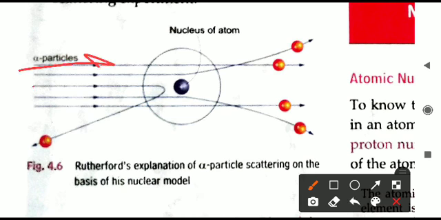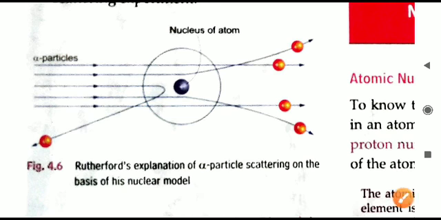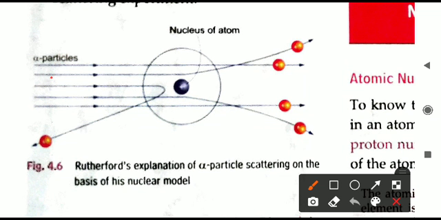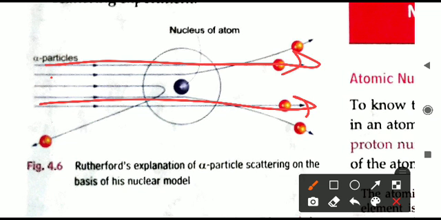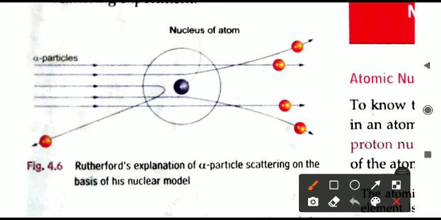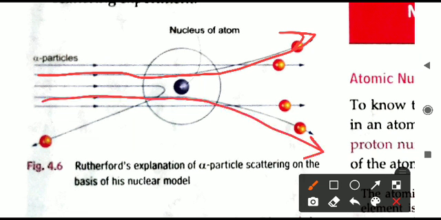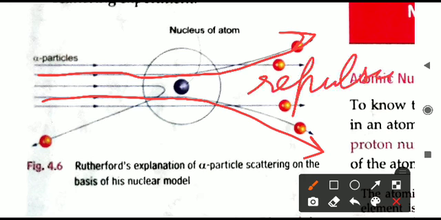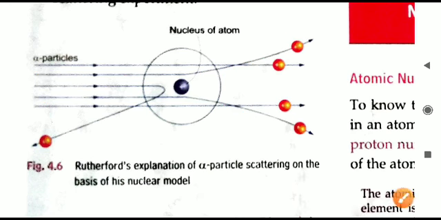Alpha particles were coming from one side, Rutherford was doing this experiment. Some particles simply went straight, as you can see here. Nothing was able to deviate their path. This was the first observation. The second observation was that some particles changed their path. They were moving straight, but ultimately they moved in another direction because of repulsion by some positively charged substance in the center.